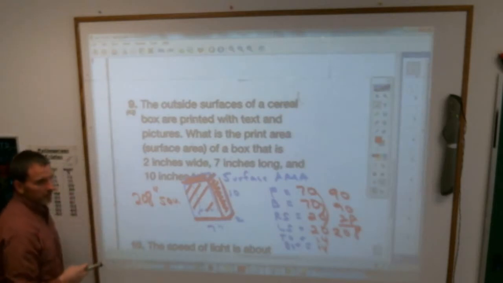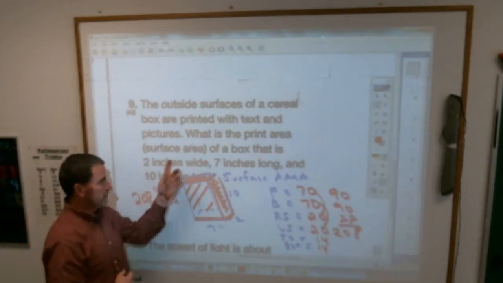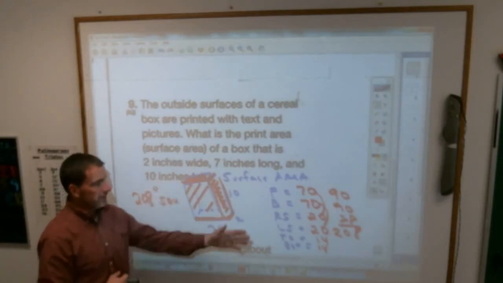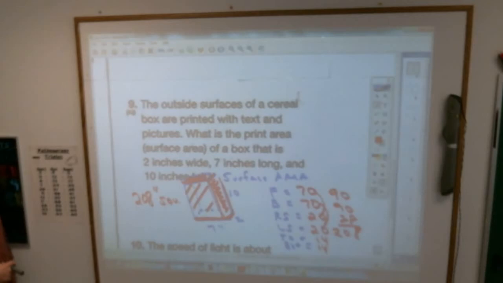Did you sketch it out? You have to sketch it out. You're going to multiply the 3 dimensions. Each number of the 3 dimensions is going to get multiplied by the other numbers. 2 is going to get multiplied by the 7. 2 is going to get multiplied by the 10. And the 7 is going to get multiplied by the 10. That's where those 3 sides come from. Yeah, that's good.